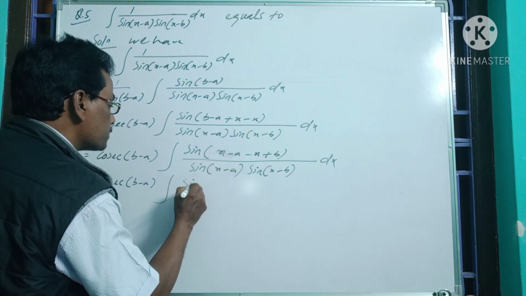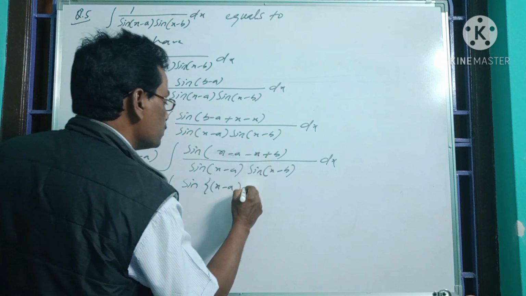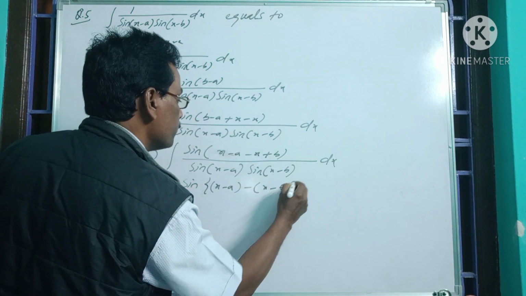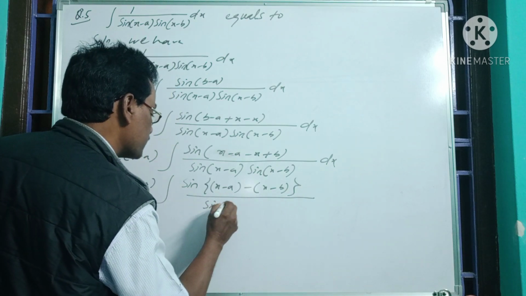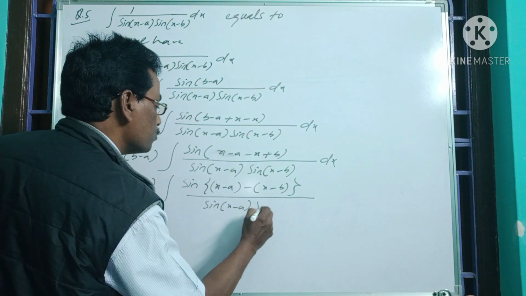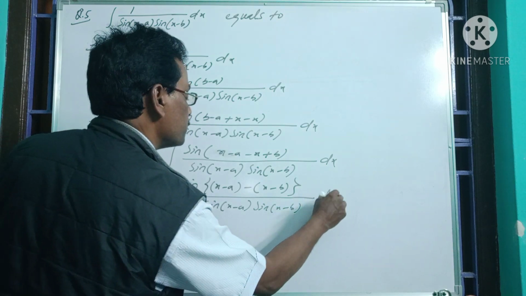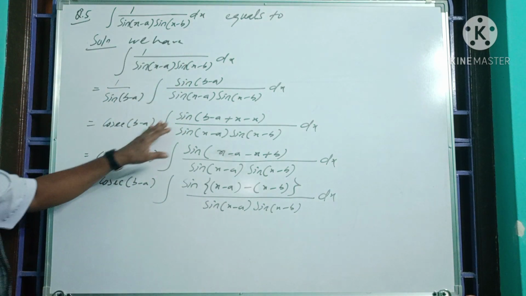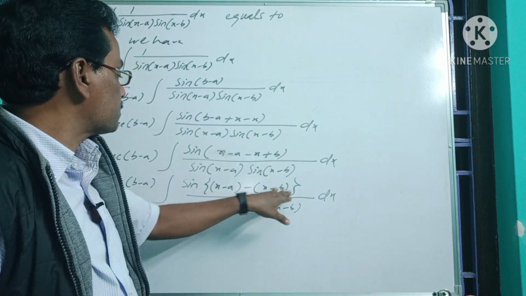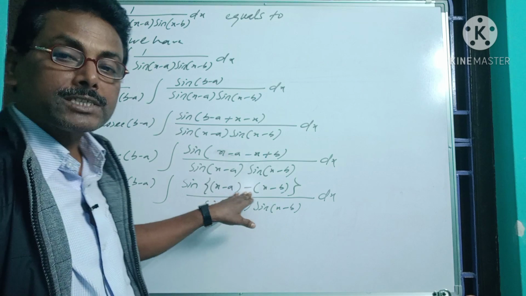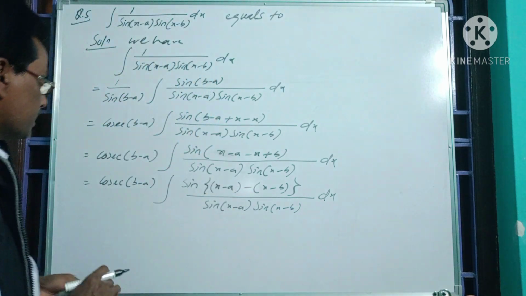To adjust again, we have sin(x minus a), so taking common minus, we have minus of x minus b, whole divided by sin(x minus a) into sin(x minus b), integration with respect to x. So now after simplification, in the numerator we got sin((x minus a) minus (x minus b)), that is sin(a minus b), but sin(a minus b) is equal to sin a cos b minus cos a sin b.